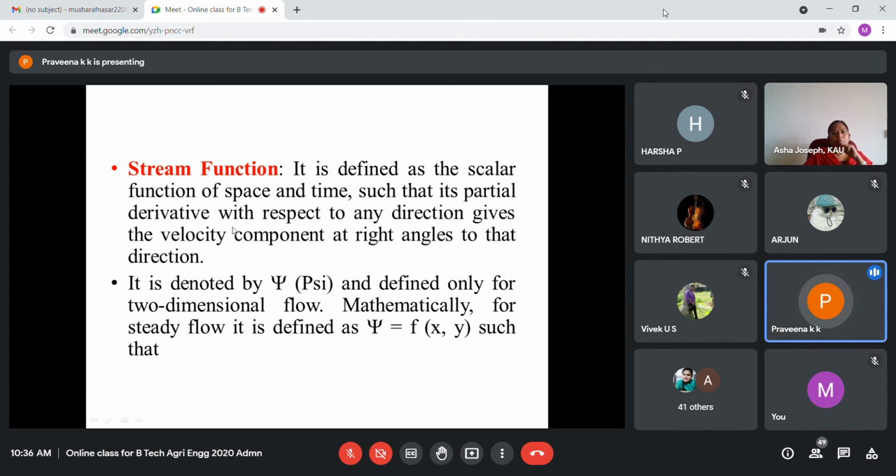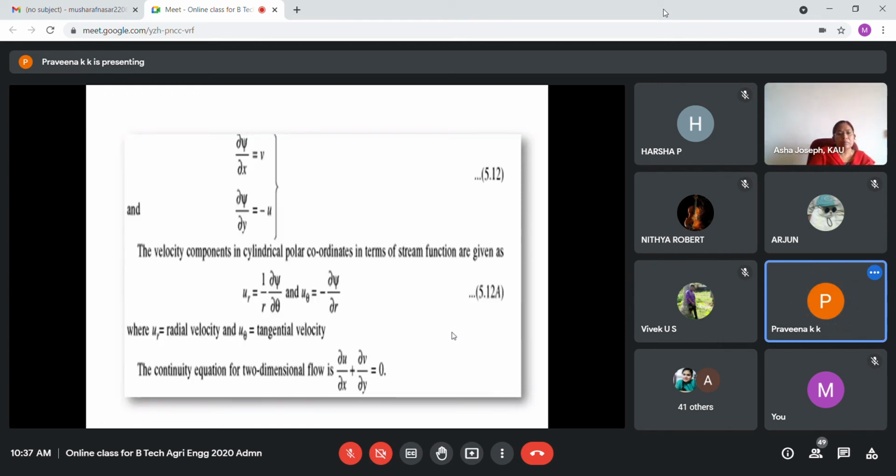That is the stream function. It is denoted by psi, and the stream function is only defined for two-dimensional flow. Mathematically, it can be written as psi equal to f of x, y, and dou psi by dou x will be equal to 0. This is the stream function.